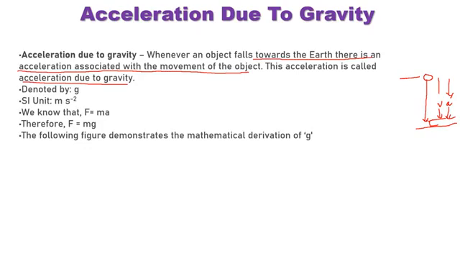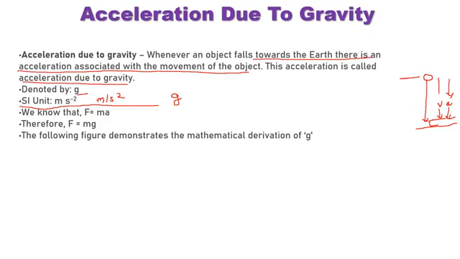So this acceleration is denoted by, here we can see the acceleration is denoted by small g because it is acceleration. Definitely the SI unit will be m s^-2, or we can write m/s square. And we know that F is equal to ma. Here we are going to derive acceleration due to gravity. How do we get g? And then we are going to find out the value of g also.